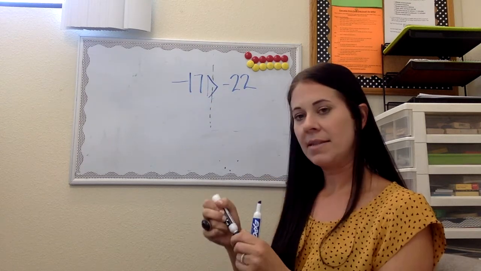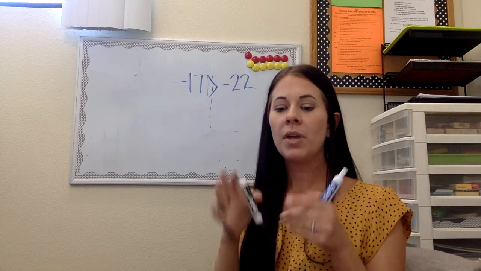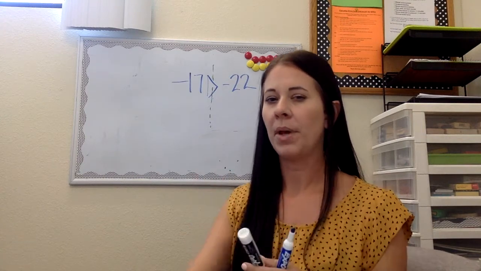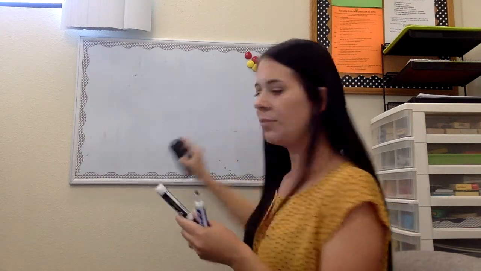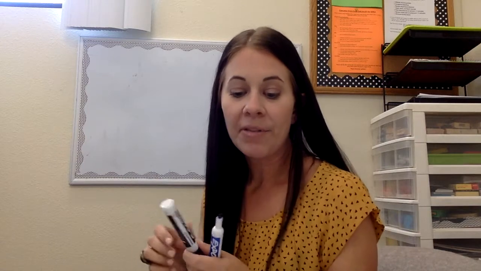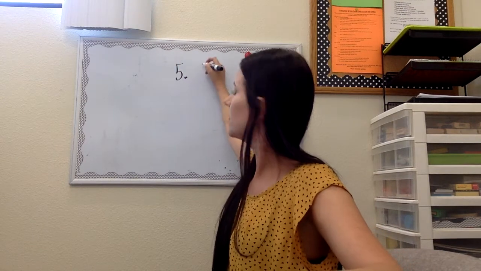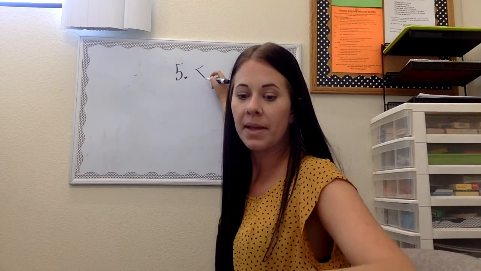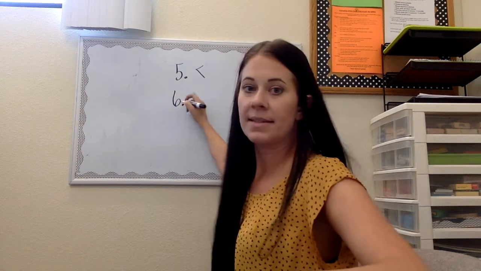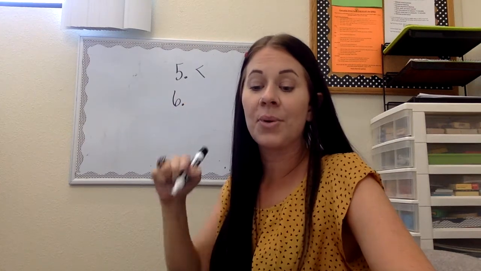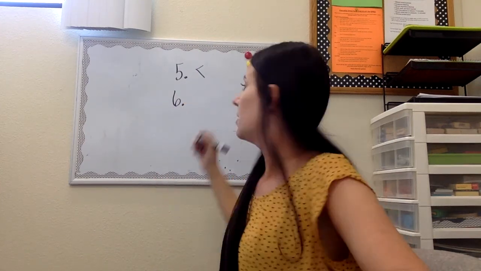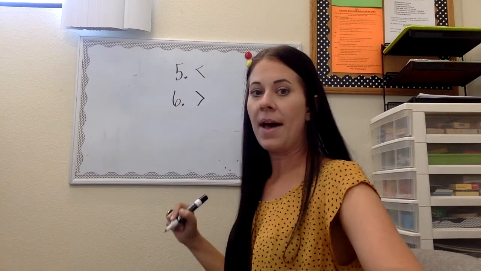So we're going to see if that makes sense to you. I'm going to read it, and then I'll put them all on the board real quick so you can check your work. So, number 5, -9 is less than 2. So number 5, your inequality symbol should go this way. Number 6, -1 is greater than -3. So your inequality sign should go that way.